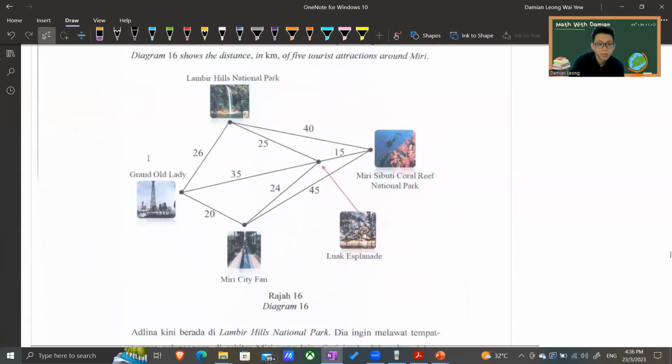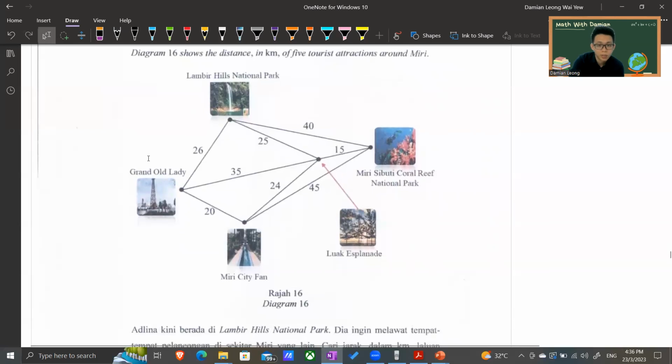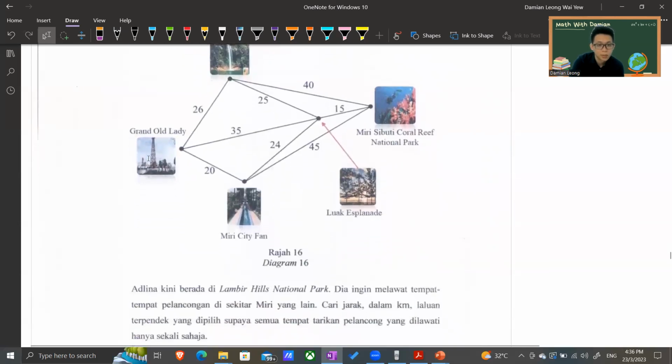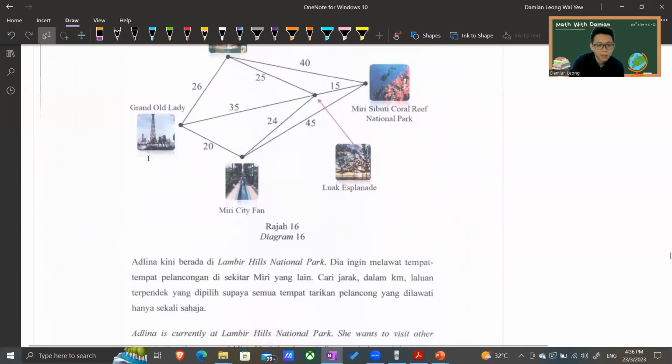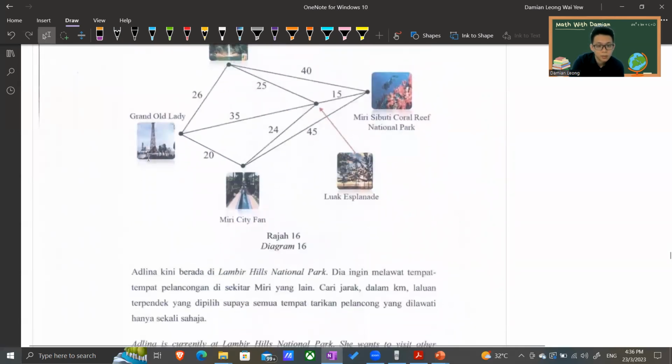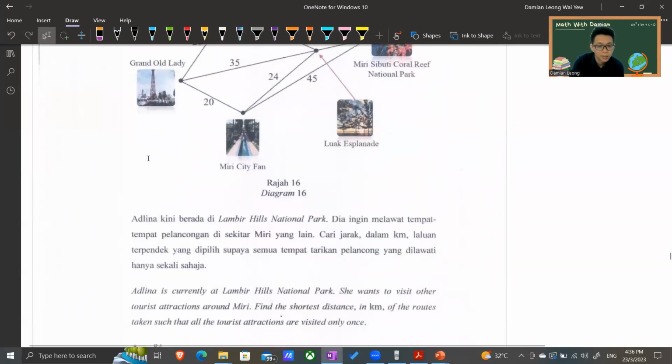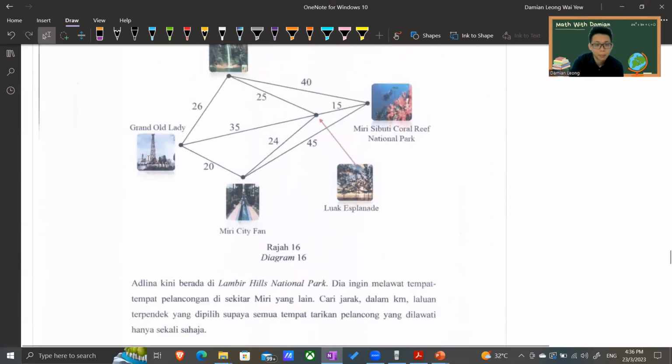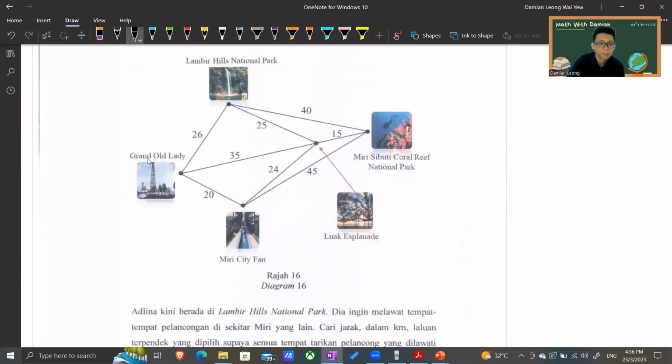Diagram here shows distance in km of 5 tourist attractions around Miri. So Alina is currently at Lambe Hills National Park. She wants to visit other tourist attractions around Miri. I want the shortest distance of the routes taken such that all tourist attractions are visited once. Yeah. So it starts at Lambe Hills National Park. Start here.